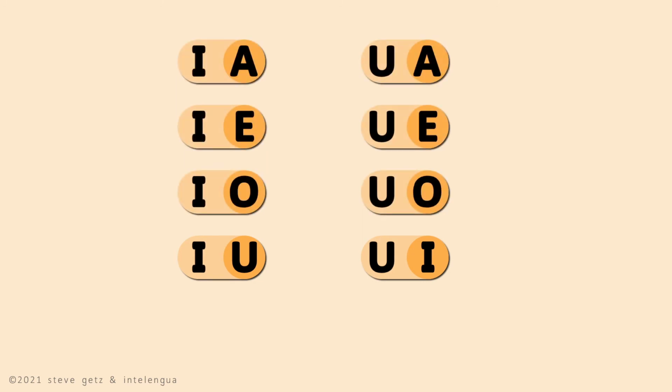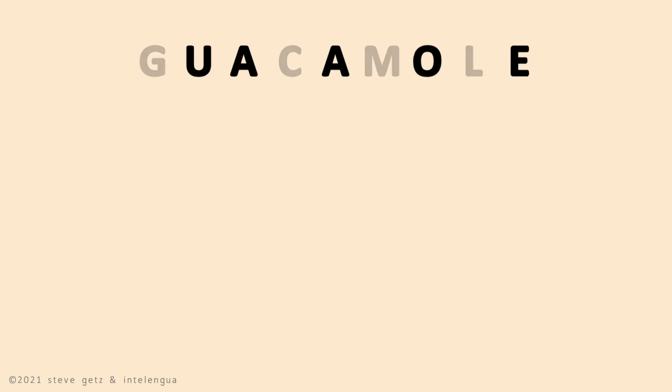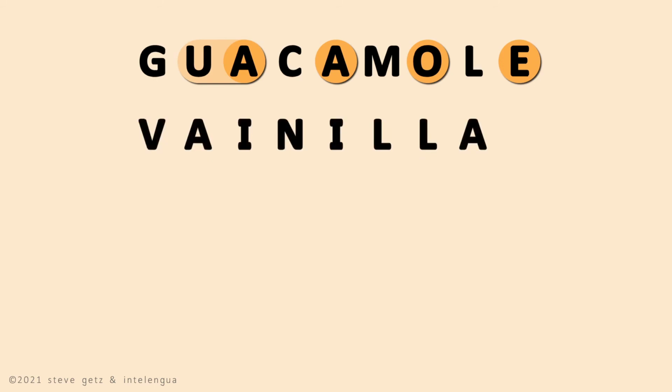We already said that to count the beats in a word, just count the vowels. But watch out for diphthongs when two vowels make one beat. This word has 5 vowels, but only 4 beats. The U fades in to the A. It's an ascending diphthong, wa. This word has 4 vowels, but only 3 beats. The I fades out from the A. It's a descending diphthong, ai.